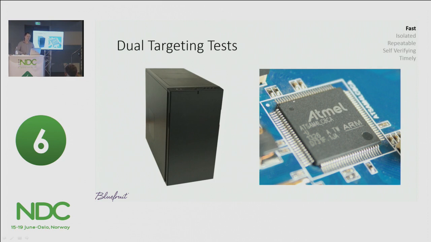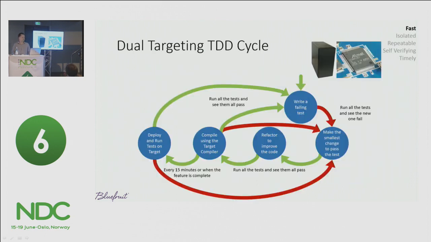So in the end, we settled on dual targeting our tests. I actually think this is pretty common nowadays. In order to do this, we use a modified TDD cycle, which looks like this. So we start off as per normal. We write a failing test. We make a small change, and then we refactor.